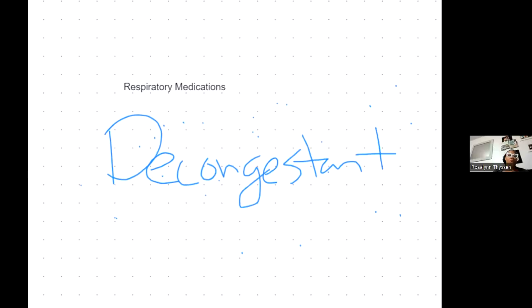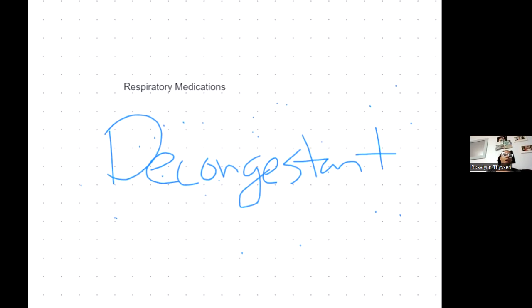So we have corticosteroids that can be used as a decongestant. And then we have other medications like pseudoephedrine, like Sudafed, that can be used for decongestion. Anytime we use topical nasal decongestants, it's more likely to cause rebound congestion after 5 days. If you're using an oral decongestant, it's less likely to have that rebound congestion.